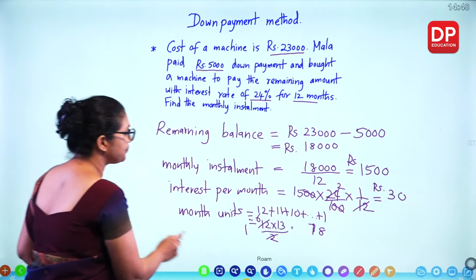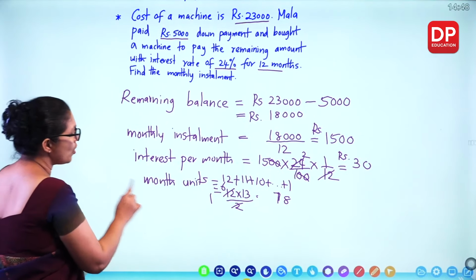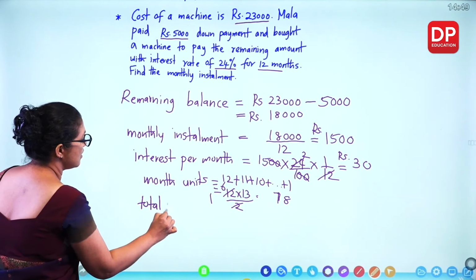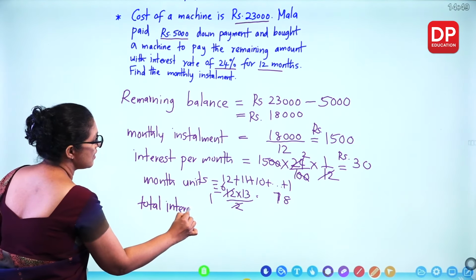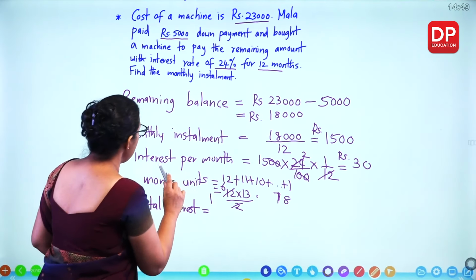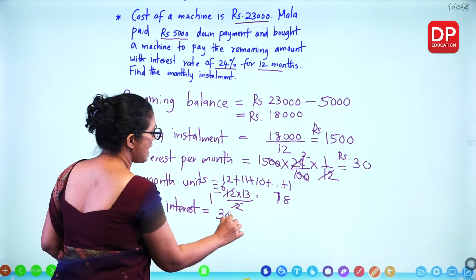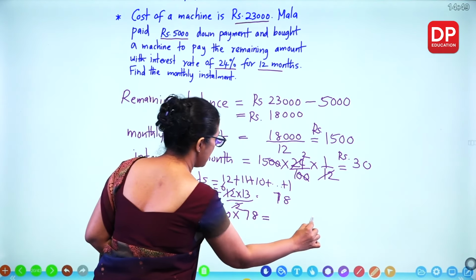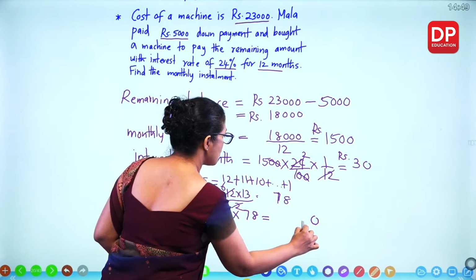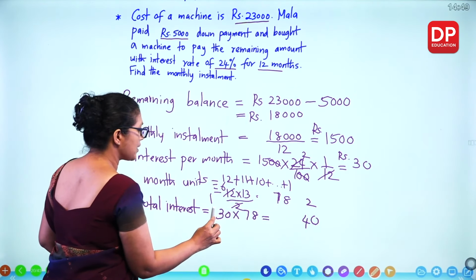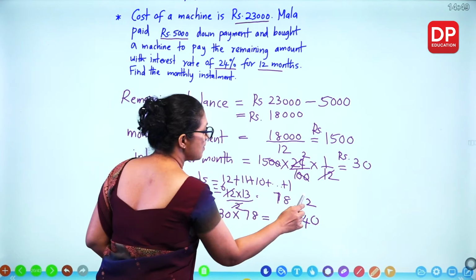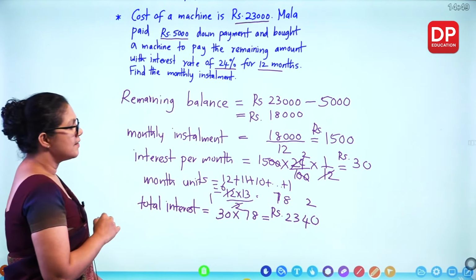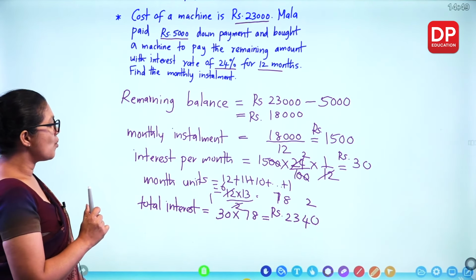So what's the total interest? Each month 30 rupees and there are 78 month units. So you get 3 times 8, 24, 2 remaining, 3 times 7, 21, plus 2, 23. 2,340 as the total interest.